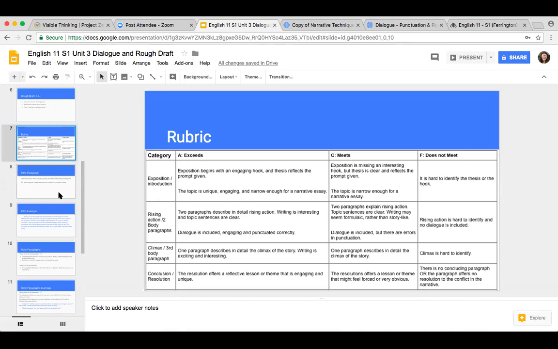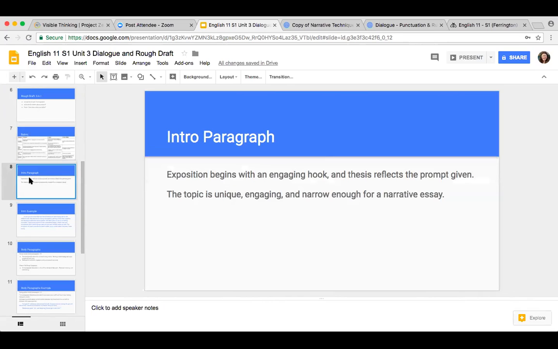The next chunk of slides is going to be focused on what you need to have in each set of paragraphs. I'm going to highlight what is in the A, the exceeding expectations category, because I'm assuming most of you are shooting for an A. I will pop back over though and show you this rising action for these paragraphs, what happens if you don't put dialogue in. So the first part, the intro paragraph, the exposition, begins with an engaging hook and thesis, and it reflects the prompt given.